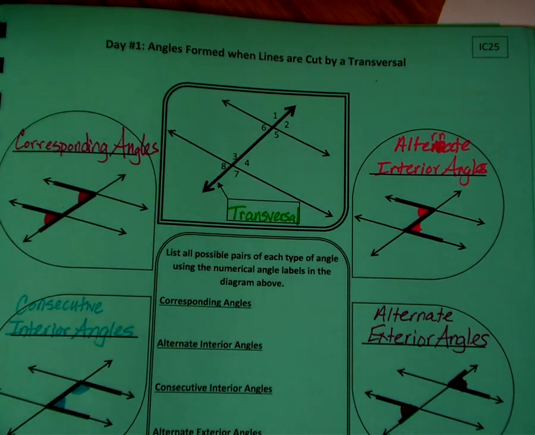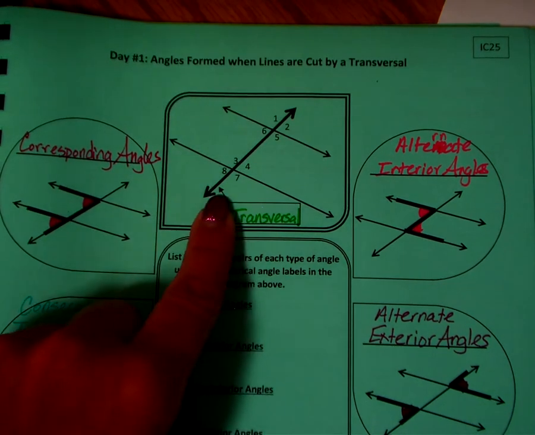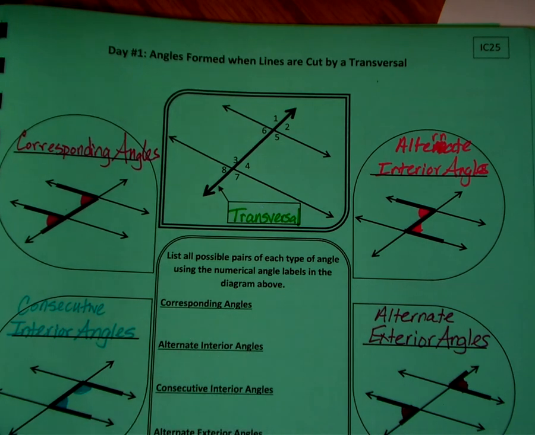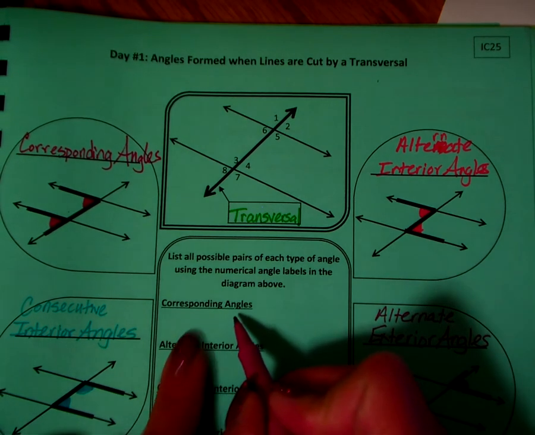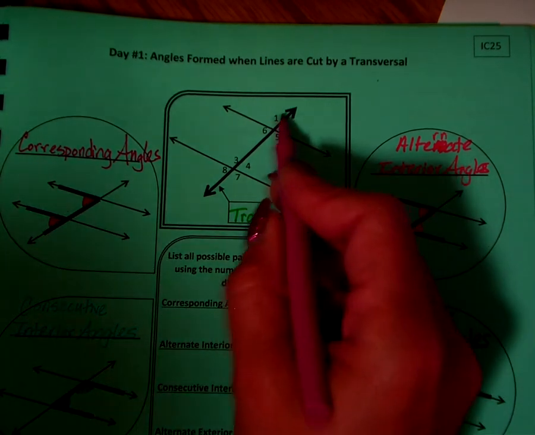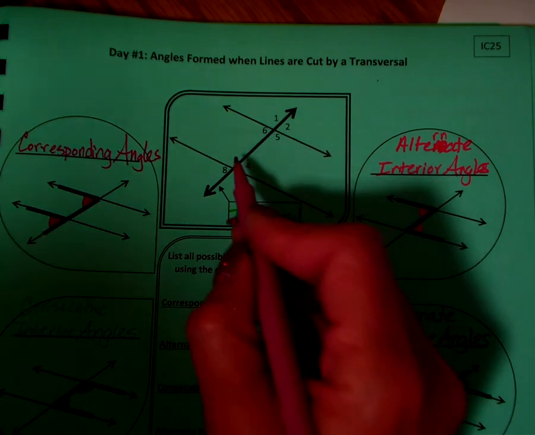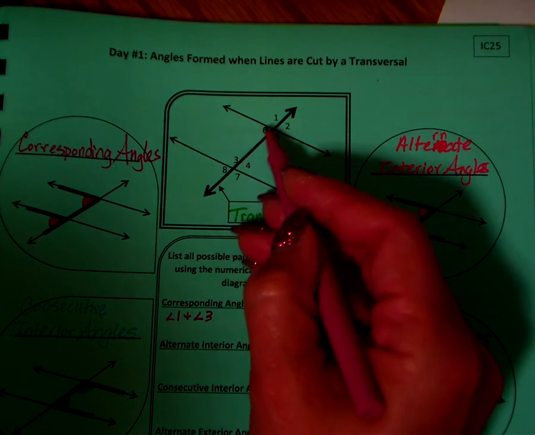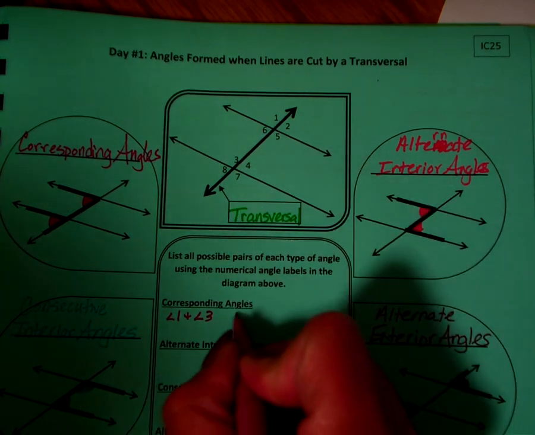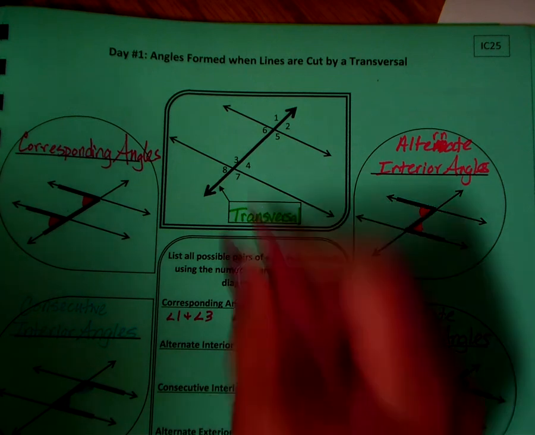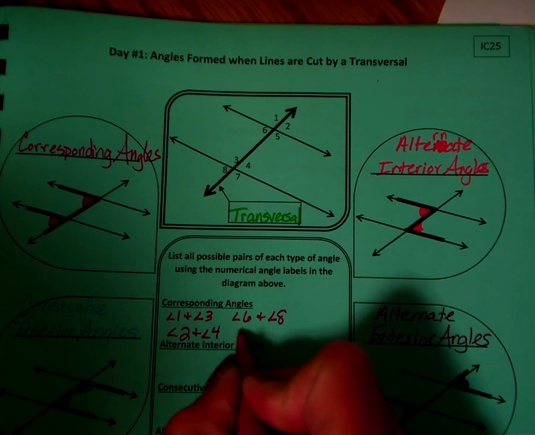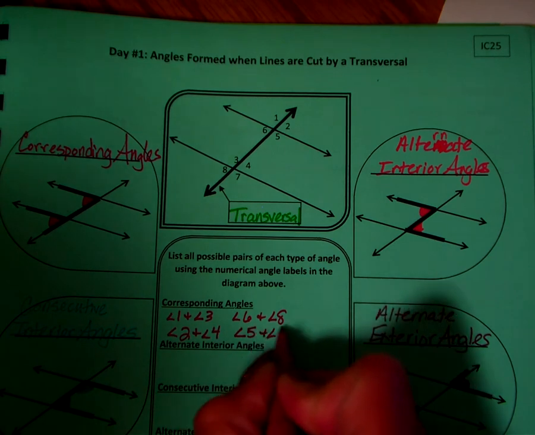Okay, so in this diagram using numbers 1 through 8, let's list all the corresponding angles because we have more than one, right? So let's go with the same color here. So corresponding angles here would include angles 1 and 3. 1 and 3, right? It's like they're in the same position, kind of. So angles 6 and 8. Angle 2 and 4. And lastly, angle 5 and angle 7.